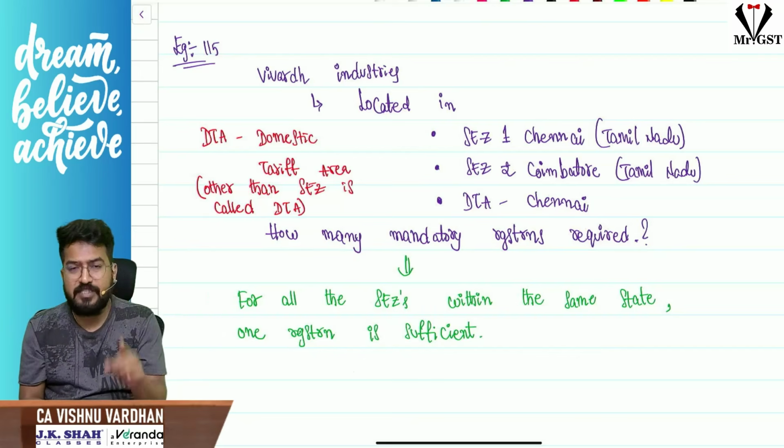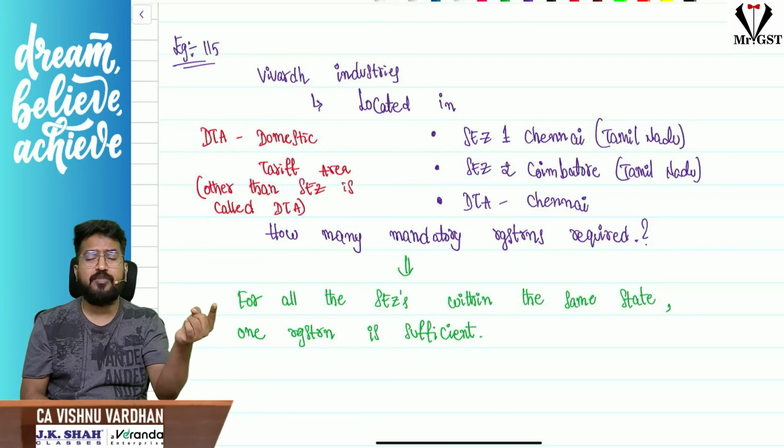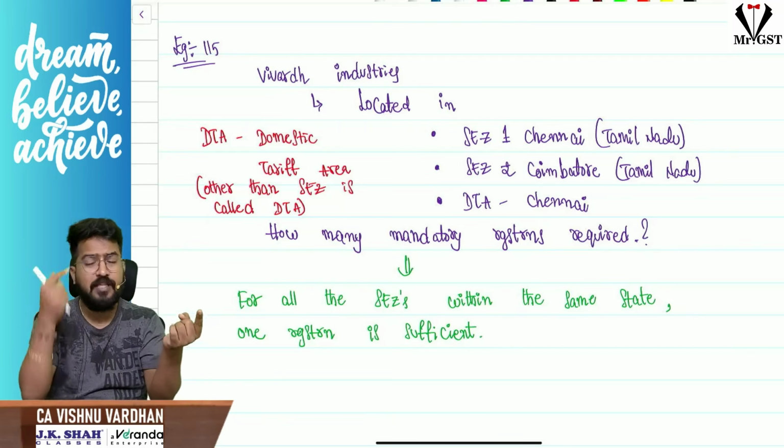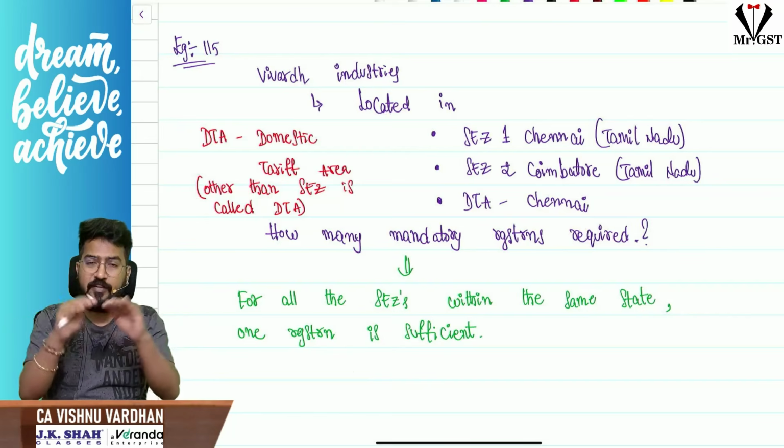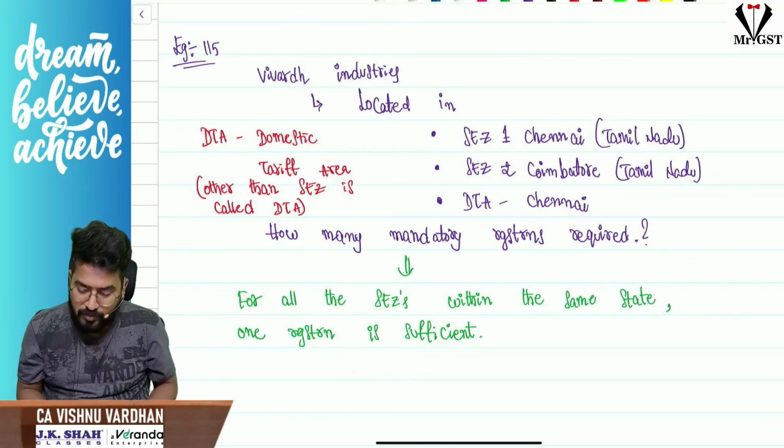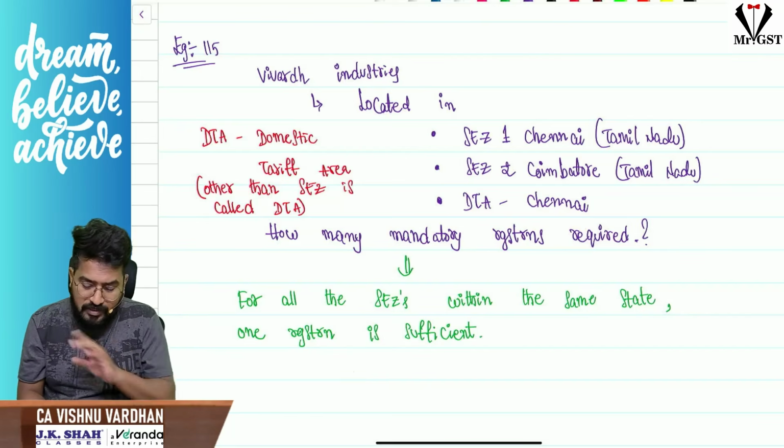So in the same state, I repeat, if one unit is in the domestic tariff area and one unit is inside the special economic zone, then definitely you should take two registrations. That is the concept. Okay, one registration is not sufficient.